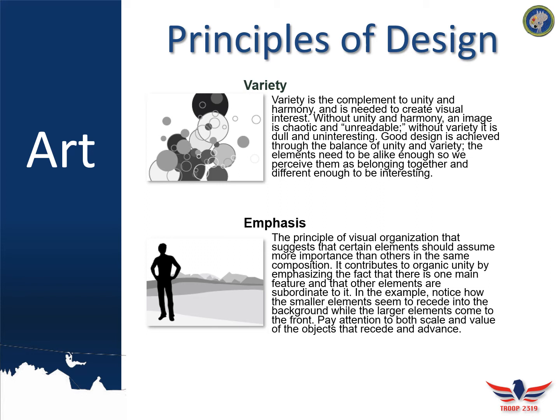interesting. Emphasis. Emphasis is the principle of visual organization that suggests that certain elements should assume more importance than others in the same composition. It contributes to organic unity by emphasizing the fact that there is one main feature and that the other elements are subordinate to it. In the example, notice how the smaller elements seem to recede into the background, while the larger elements come to the front. Pay attention to both scale and value of the objects that recede and advance.